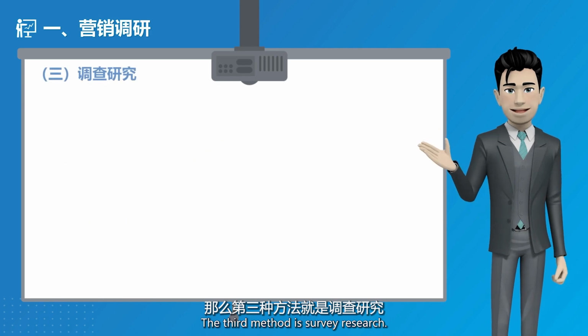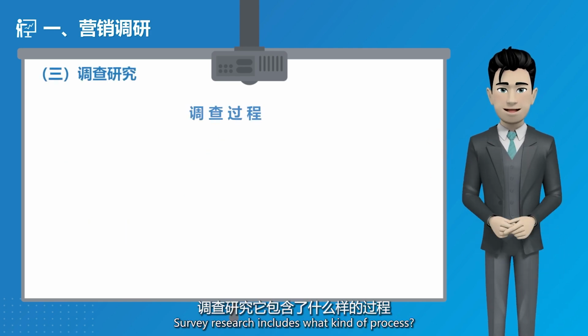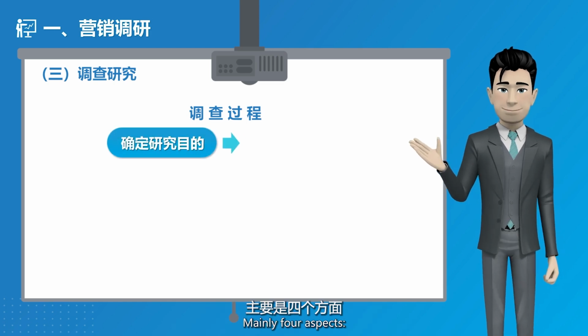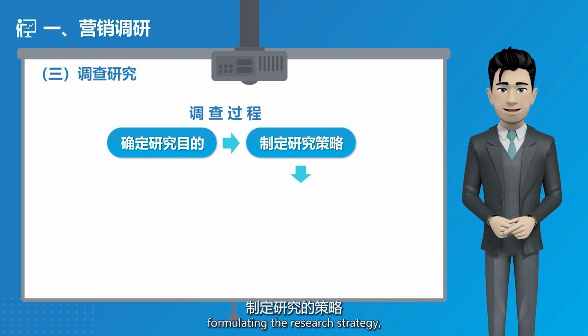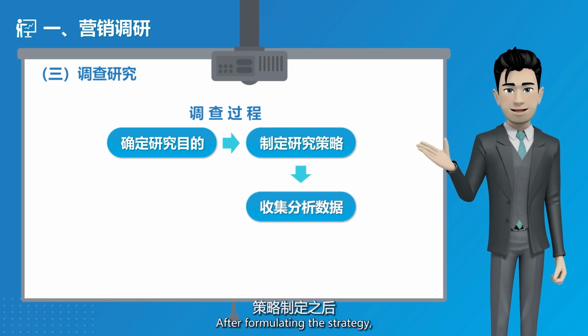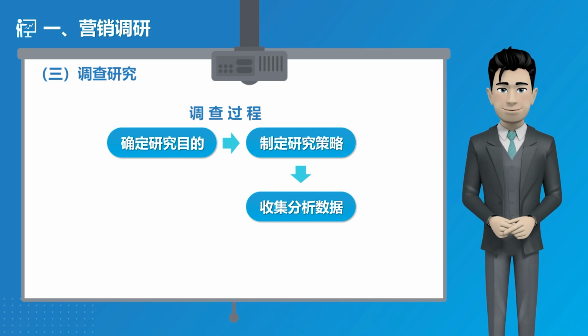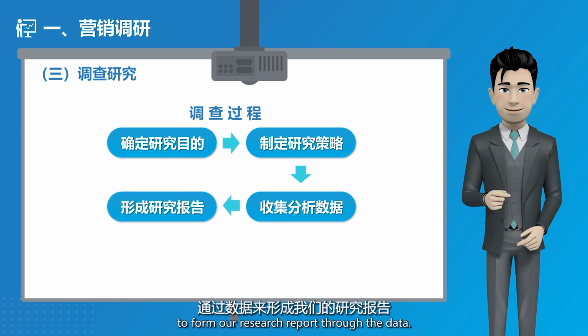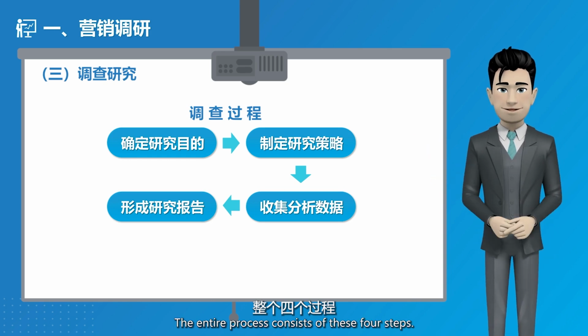The third method is survey research. Survey research includes what kind of process? Mainly 4 aspects: determining the purpose of the study, formulating the research strategy. After formulating the strategy, we need to collect and analyze data to form our research report through the data. The entire process consists of these 4 steps.